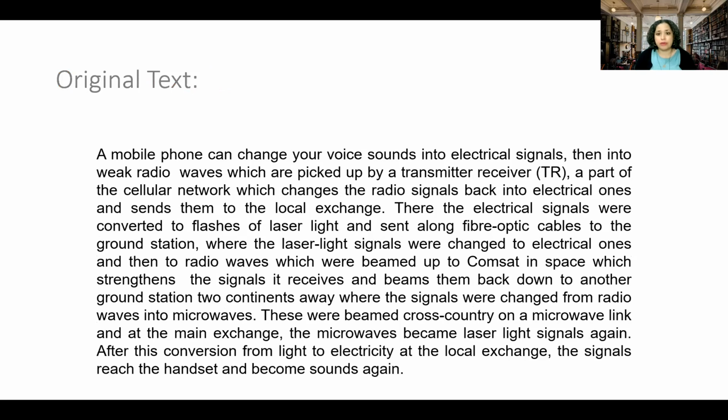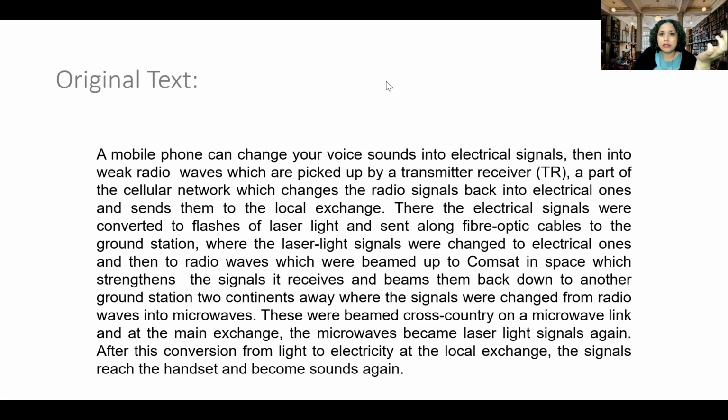Let's go back to the other one. It was telling us the electrical signals were converted to flashes of laser light and sent along fiber optic cables to the ground station, where the laser light signals were changed to electrical ones and then to radio waves, which were beamed up to the console. And too much, and it's repeating the information. Let's take a look back again over here when it is repeating.